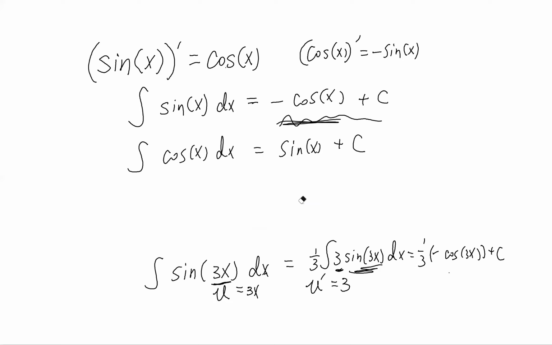Everybody's good? Yeah. Now let's look at if I change the inner function. Let's say I have sine 3x squared dx. My first question: can we solve it? Or is there something missing? Or can somebody help me set this up so we can solve it?